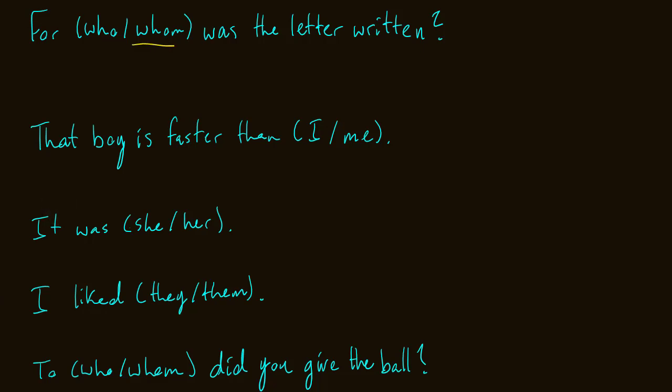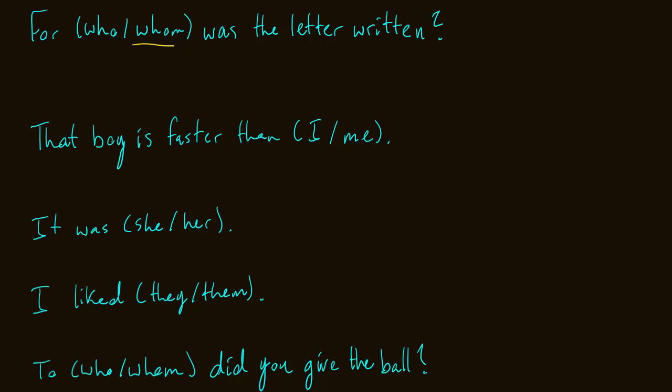So the proper way to say this sentence is, for whom was the letter written? People don't always speak like that, right? Somebody might say, who was the letter written for? That's still not right for two reasons. One, who is still the object of the preposition for, even though for is at the end of the sentence. So you would say, whom was the letter written for?